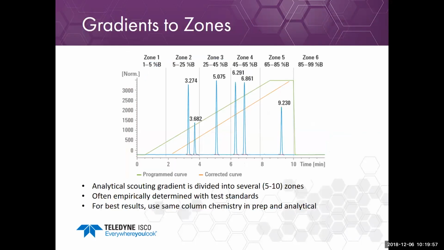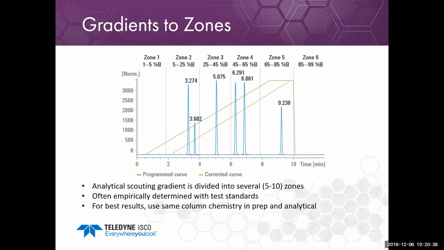And the scouting run will then allow me to see when the compounds elute. The problem is, as you can see from the orange line, that the gradient is delayed by a certain amount. So how can we work around this? One way is to define zones. So a compound that elutes in this zone, you set a focus gradient from 1 to 5% B. Zone 2, 3, 4, you have certain solvent compositions for a focus gradient. You have to empirically determine this with test standards and see which zones will work for you.